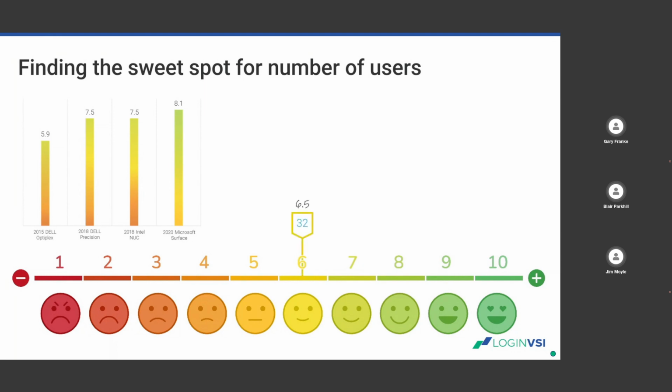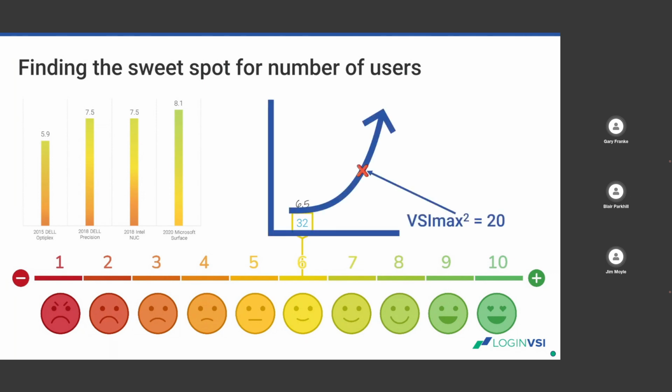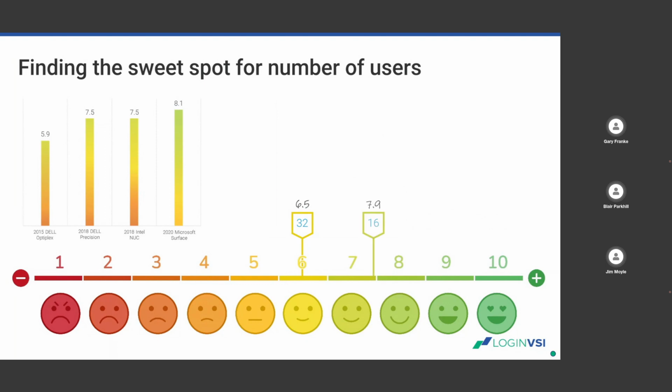Now on the D16, we hit it with 32 users and we got a score of 6.5. Now, is that ideal? When we did the test, we got a VSI max score of 20, which is telling us 32 is a little bit too far over the edge in terms of a poor user experience. So how about we look at something around 20? So what I did was I tried 16.